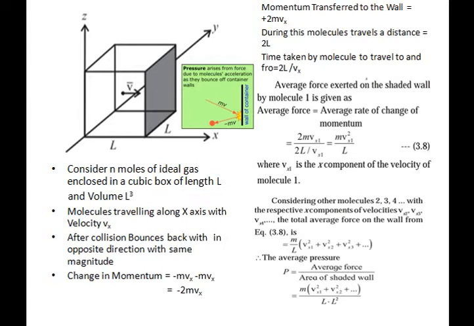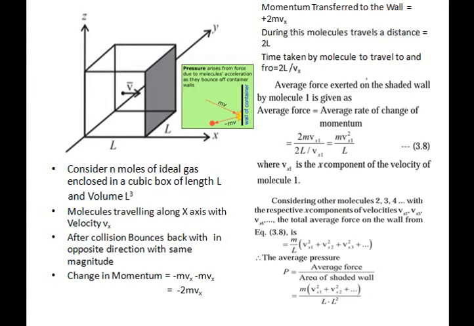Now the average force is nothing but the average rate of change of momentum. For that you need the change in momentum, which we have already calculated, divided by the time. To find the time, the total distance traveled divided by the speed, which we have calculated as 2L upon Vx. So the average force will be equal to m Vx1 square divided by L. Here Vx1 is the x component of the velocity of molecule 1.